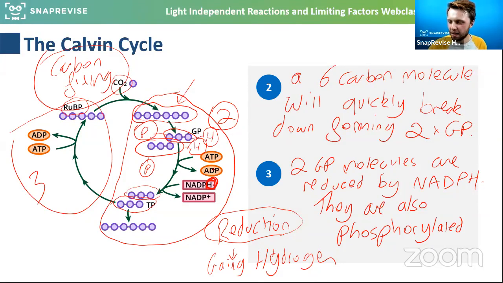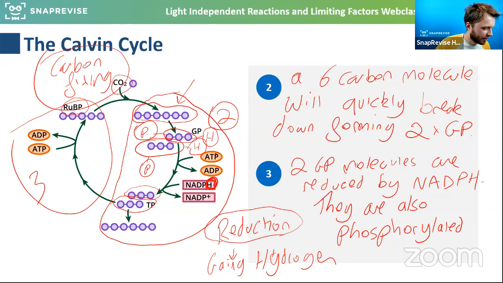Where does the phosphate come from? So ATP has been made during the light-dependent stage. If you remember, you have a whole load of hydrogen ions moving through an ATP synthase, which is constantly spinning around. When hydrogen moves through this enzyme, it makes ATP. That's where this ATP is coming from.